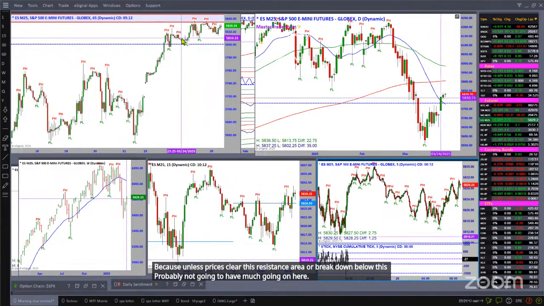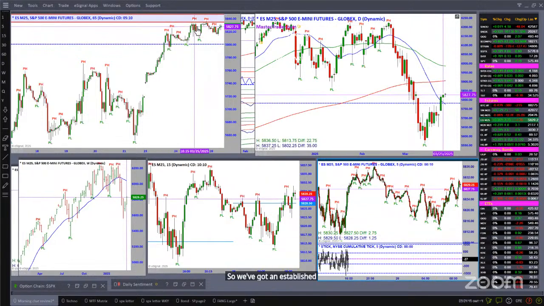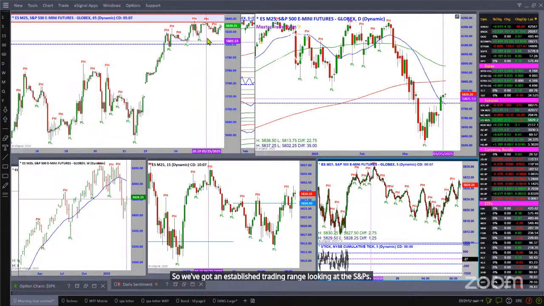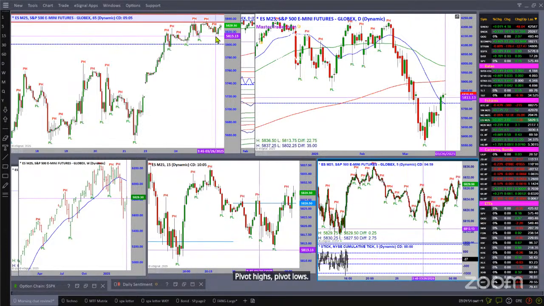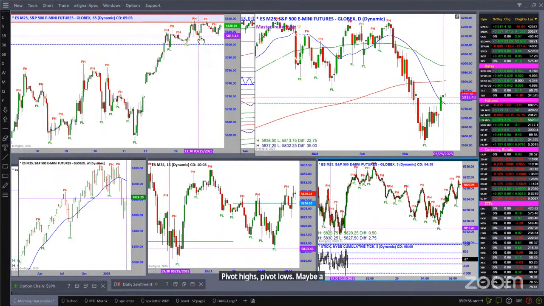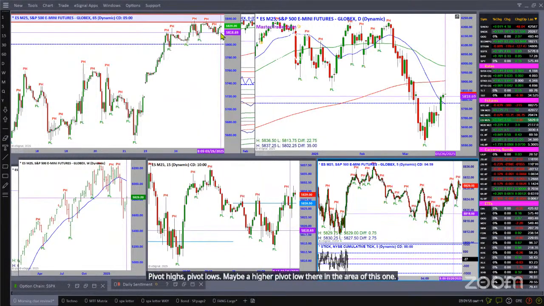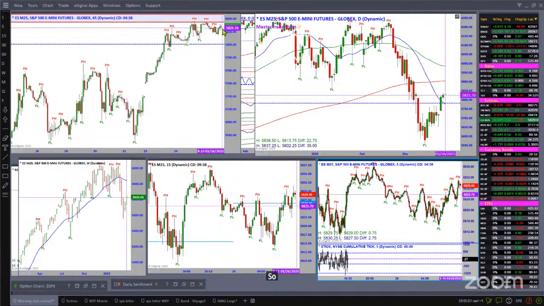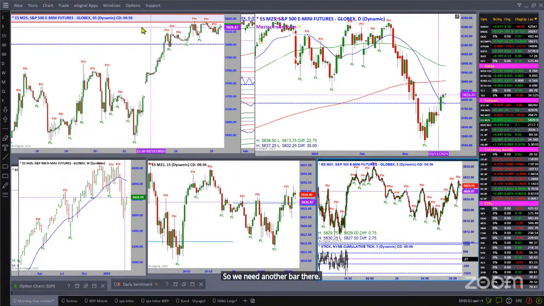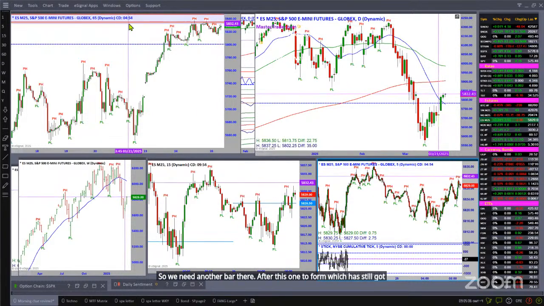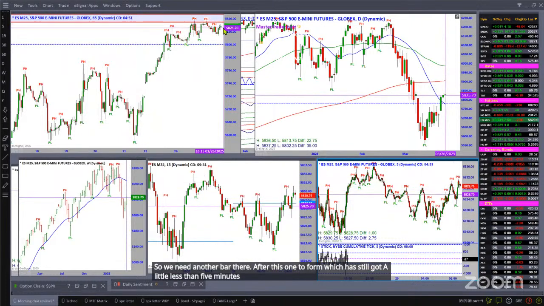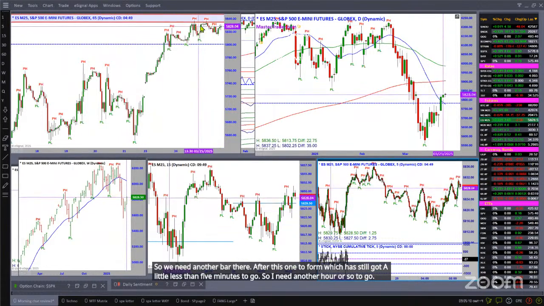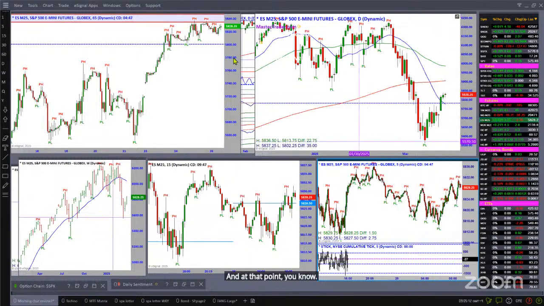So we've got an established trading range looking at the S&Ps, pivot highs, pivot lows, maybe a higher pivot low there in the area of this one. We need another bar to form after this one, which has still got a little less than 5 minutes to go, so we need another hour or so. At that point, relatively tight, go-nowhere kind of thing. There is room to go up before reaching some minor resistance.